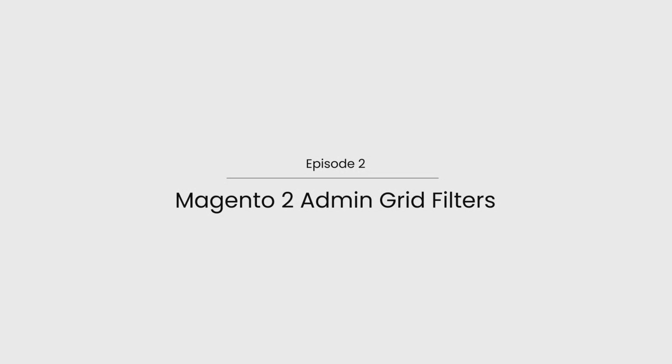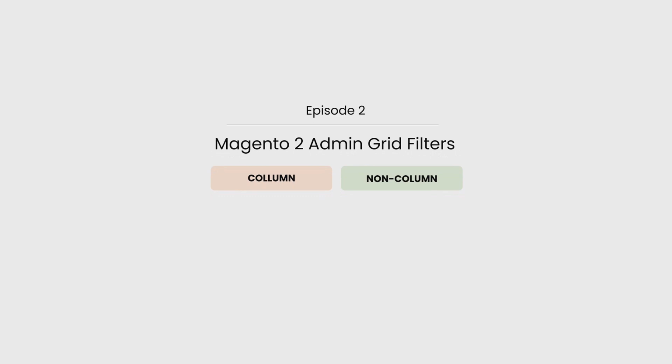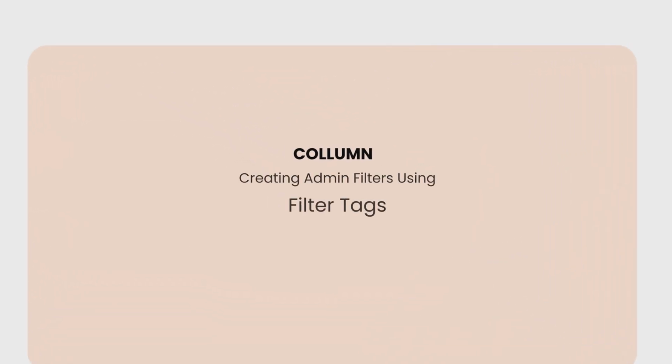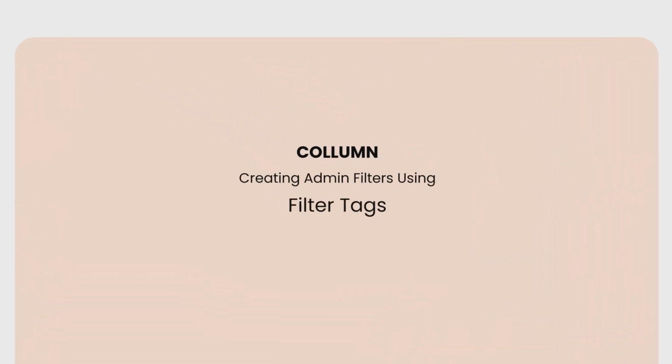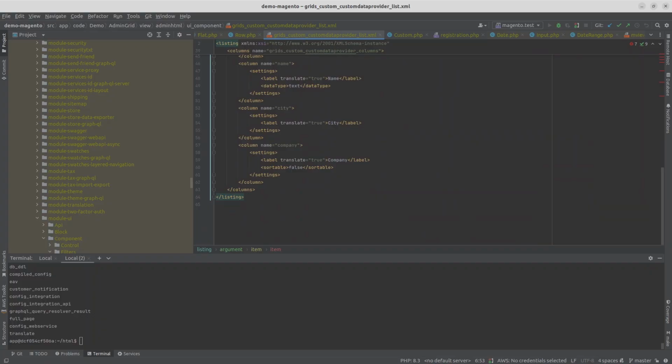Today we will be discussing filter components. Filter components are used to create filters in Magento admin grid. There are two ways of adding filters in Magento admin grid. The first one is using the filter tag, and the second one is by creating custom filters for non-column components. So let's begin. We will start by discussing the standard way, that is, using the filter tag in columns and adding a filter.